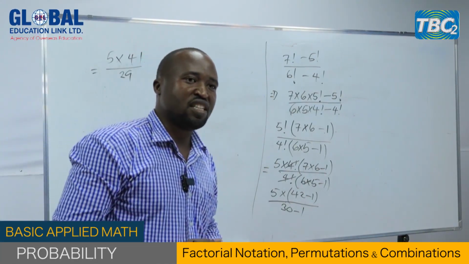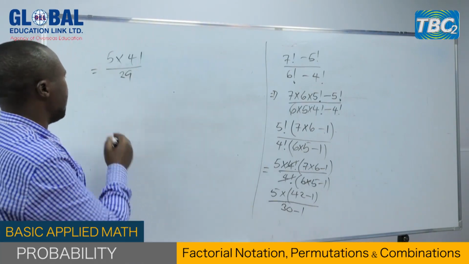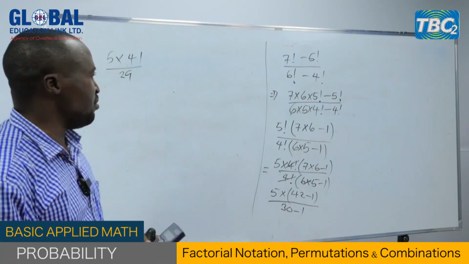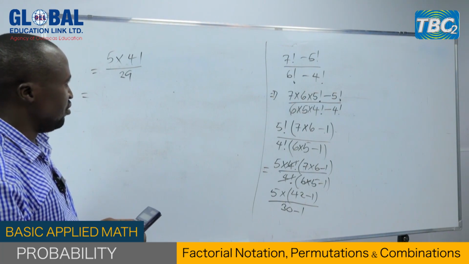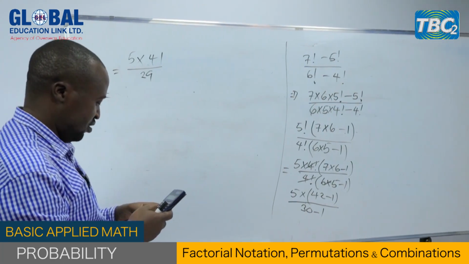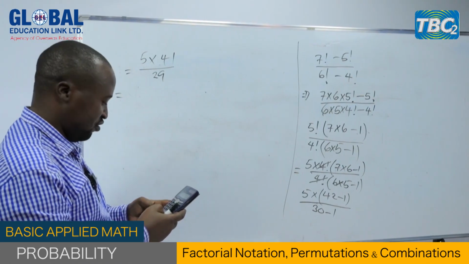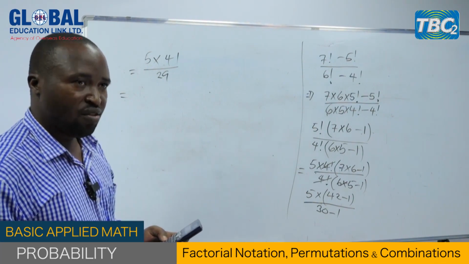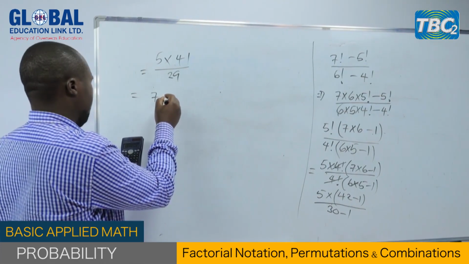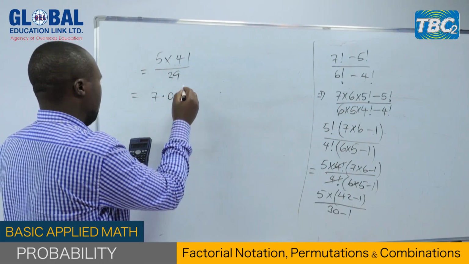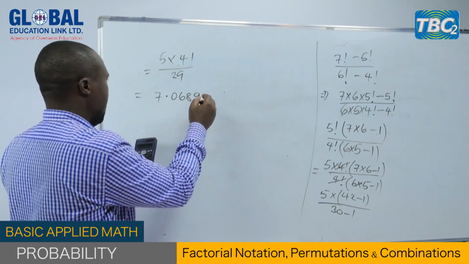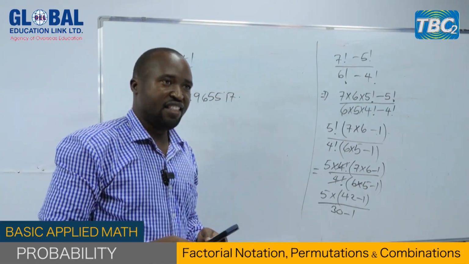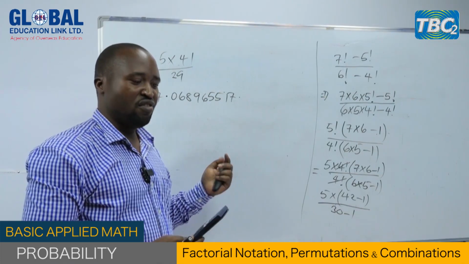Now, again, my dear student, you can use your scientific calculator to find the final answer. So just take your scientific calculator and plug in the data remaining. That is 5 times 41 divided by 29. Now, the final answer is equal to 7.068965517. I think even you have the same answer as you have seen here.